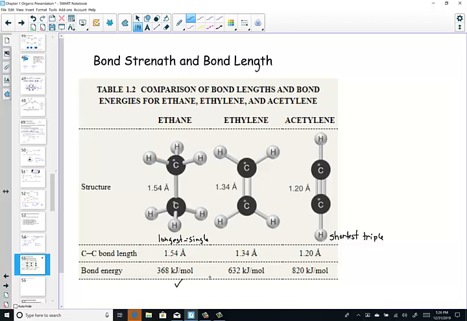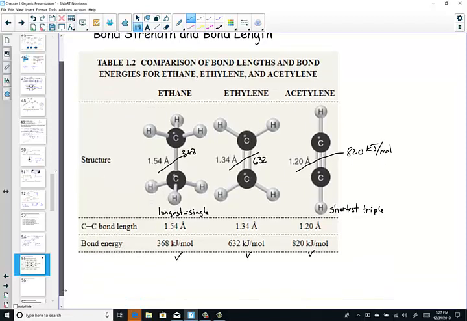Notice that the amount of energy needed to break those bonds significantly increases with the more shared pairs between them. To break this triple bond requires 820 kilojoules for every mole of energy. To break this double bond between the carbons requires 632 kilojoules per mole. And the least or easiest to break, the least amount of energy, 368 kJ per mole for a carbon-to-carbon single bond. So the bond length decreases with increasing number of bonds.